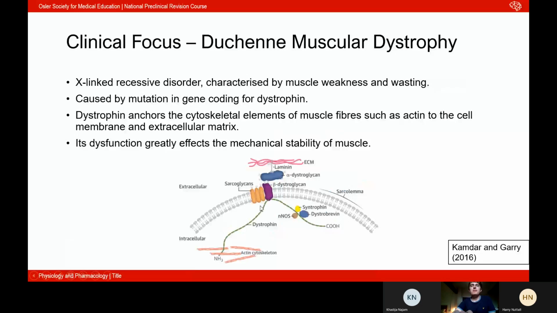So coming up with new ways of replacing the incorrect, mutated dystrophin molecule is leading to things like gene therapy, trying to make cells express a proper dystrophin molecule to prevent the muscle weakness and wasting. And that would be an interesting point to look up if you're thinking of writing an essay on this topic.